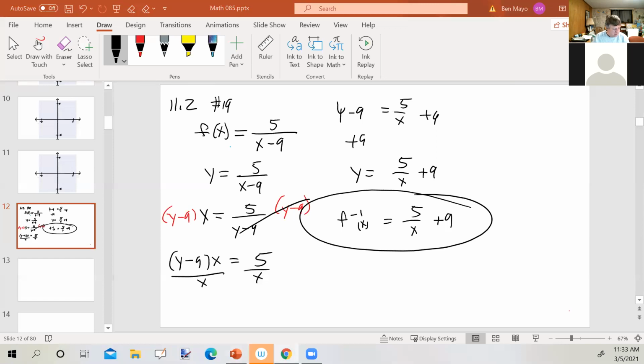Let's see here. 11.2, number 19. It's slightly different. We'll do that one.